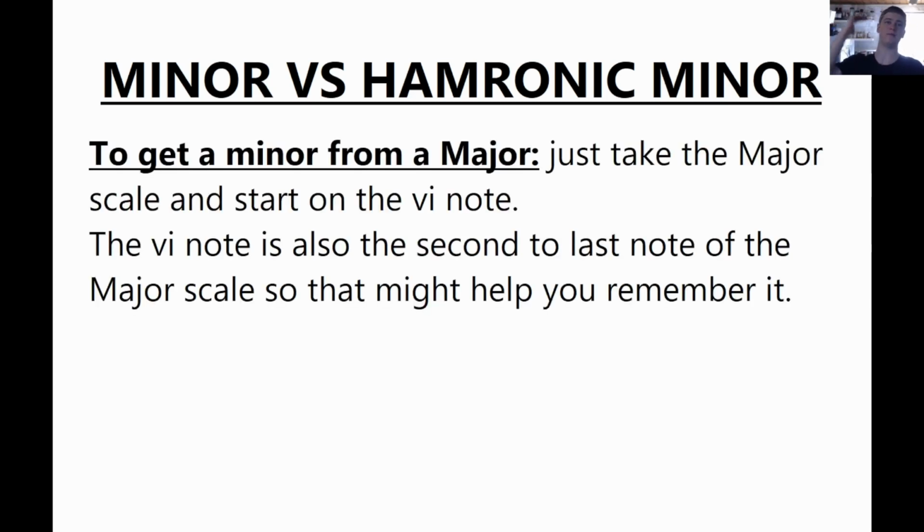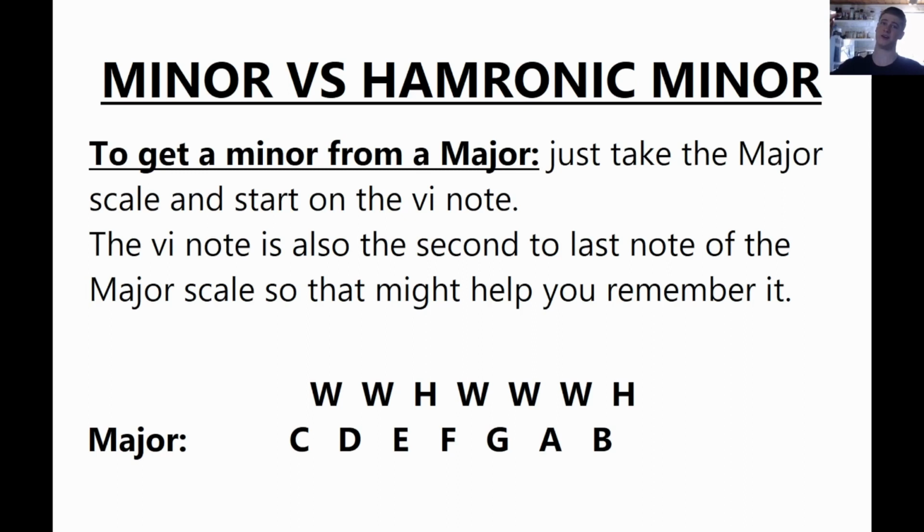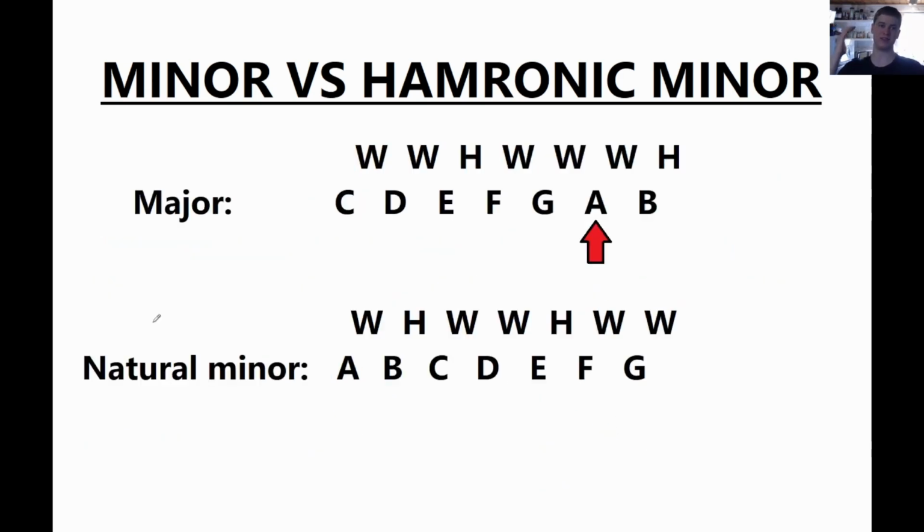Minor versus harmonic minor. To get a minor from a major, just take the major scale and start on the 6th note. The 6th note is also the second to last note of the major scale, so that might help you remember it. So you just go one note back from your last note. So as you can see, we have the natural minor scale and it starts on that note A.